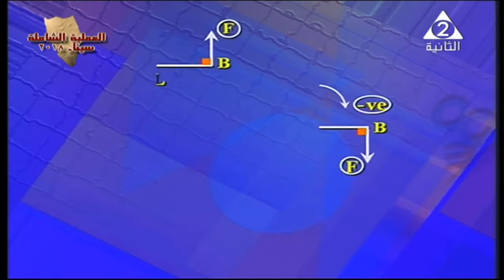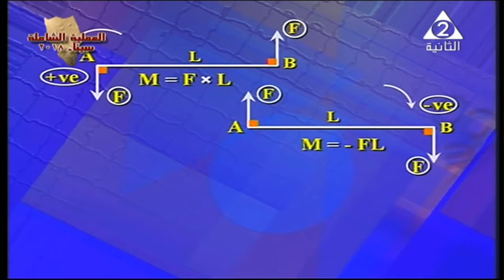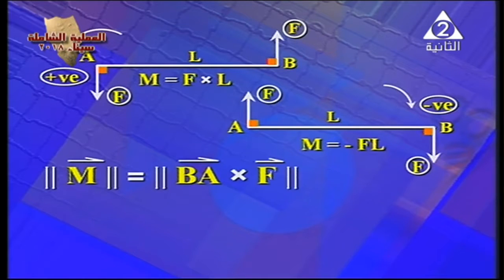Moment of the couple. Look at, dear student, the moment of a couple, its norm, equals the distance times the force vector. Look at it: moment M equals F times L. F means the force, L is the distance.